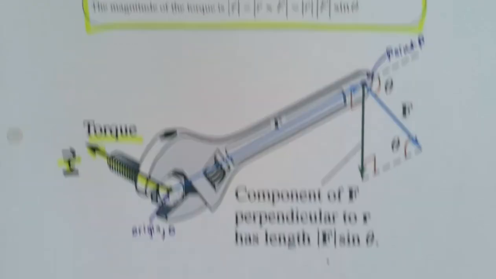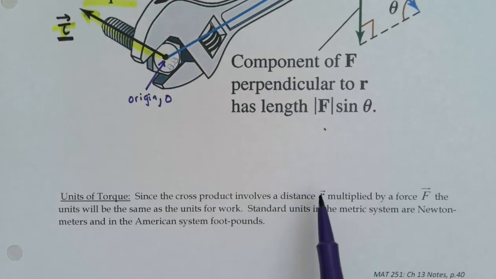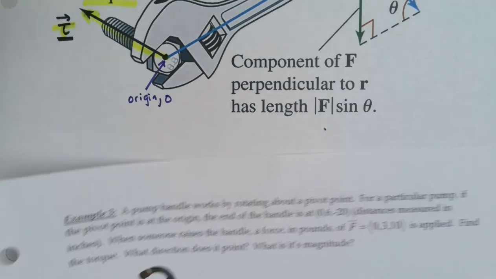Okay, now before we quickly do a torque problem, let's just real quickly notice that because this is force times a distance, the radius vector is a distance, it's going to actually have the same units as work, which is Newton meters or foot-pounds, depending on which system you're working in. All right, so let's actually do one.